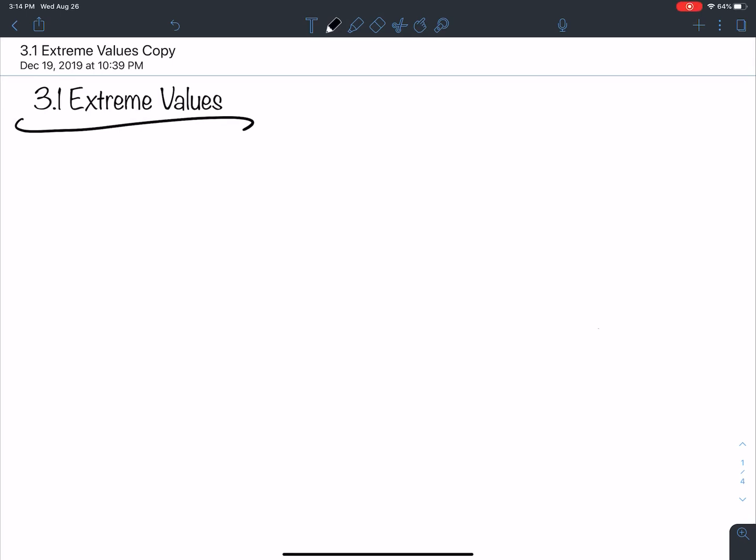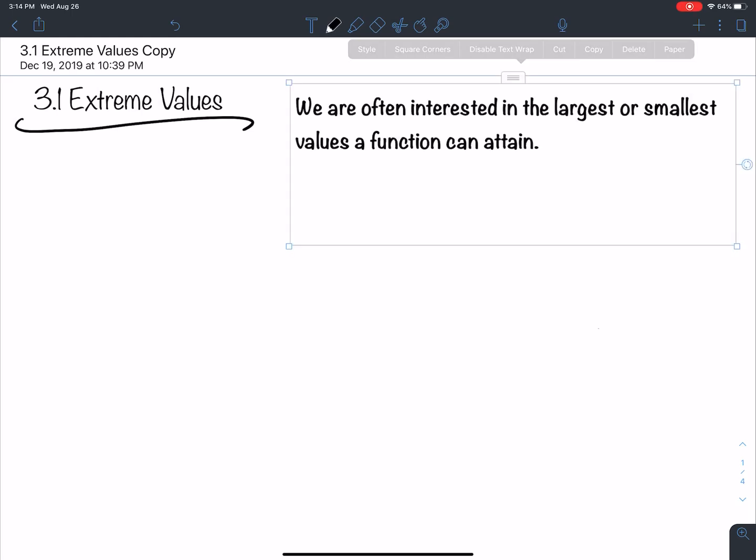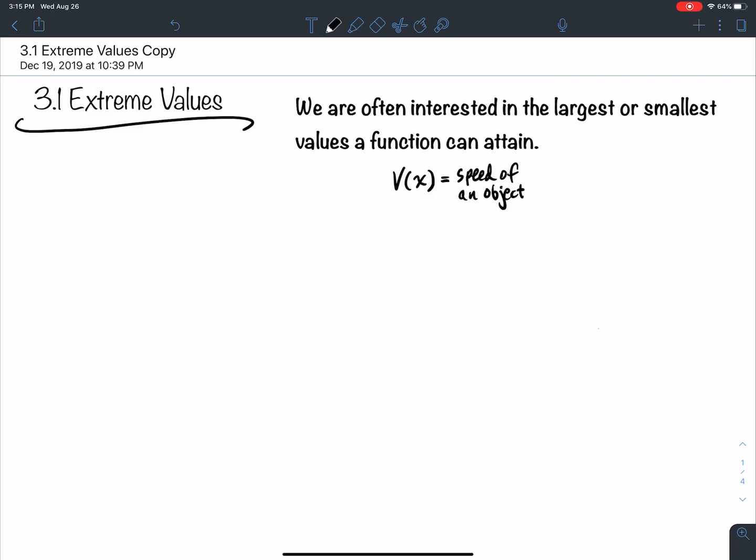All right, so here we're going to talk about 3.1 extreme values. We are often interested in the largest or the smallest values that some function gives us. For example, you might want to know the fastest or slowest speed of an object, like if you're throwing a ball or shooting a projectile or whatever. Okay.